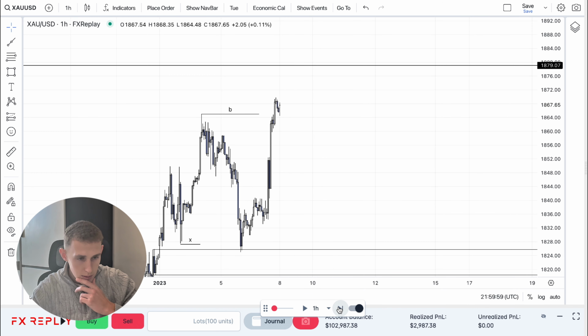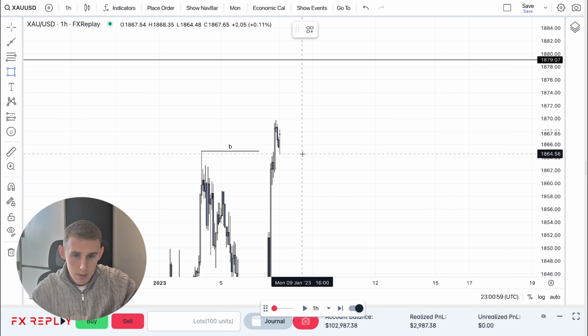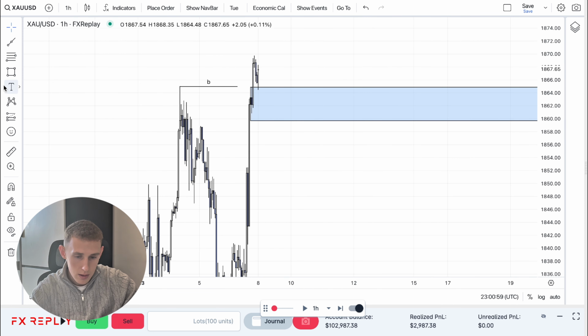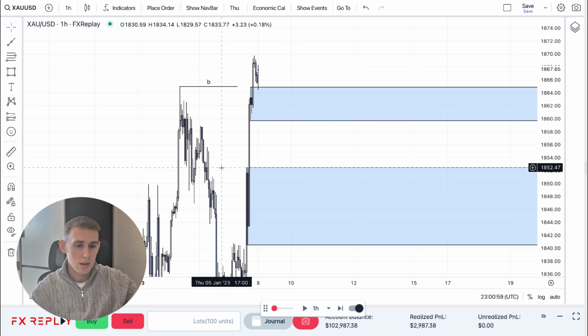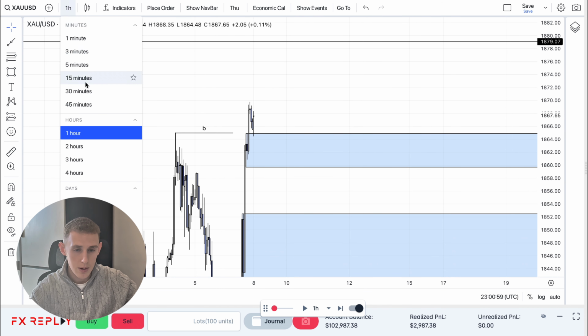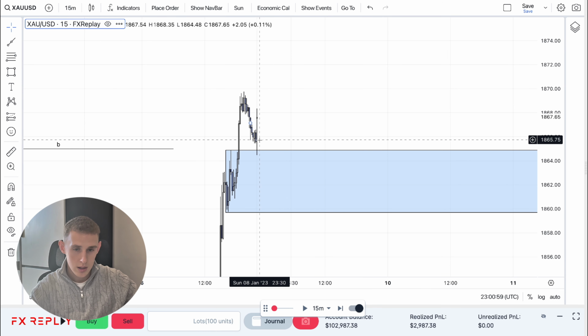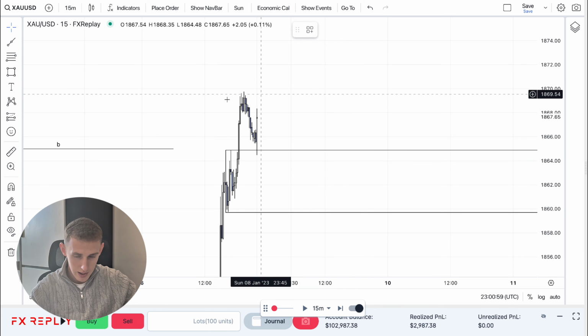Okay, next potential point of interest, we have this demand that price has just tapped into, and then you also have this one down here as well. So let's just analyze that on the lower time frames. This looks like market open. Yep. So there's probably going to be no trade here just because of this ugly looking gap.